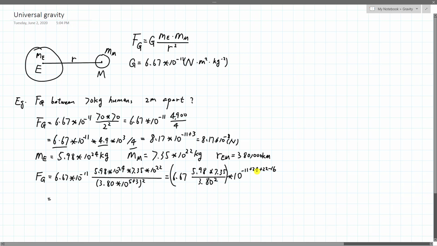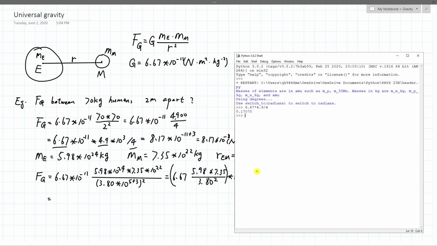So let's calculate the first factor in the parentheses. So 6.67 times 5.98 times 7.35, then divided by 3.80 squared. So if you group all these factors together, your result is never going to be very big or very small, because these numbers compare. They're within 10, right? So I got 20.3. Let's just keep 3 digits, 20.3.